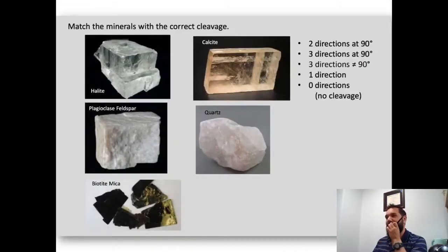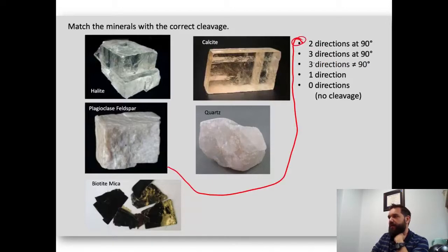Okay, so match the minerals with the correct cleavage. Two directions at 90-degree angles, that would be plagioclase feldspar, okay? Three directions at 90-degree angles, that would be halite. Three directions not at 90-degree angles, that's calcite. One direction, that's mica. Zero directions, no cleavage, that's quartz.